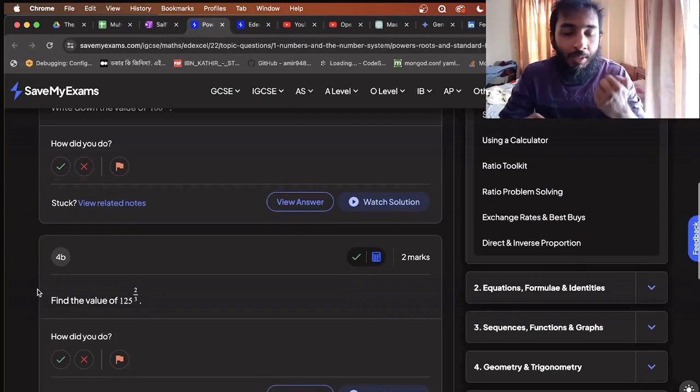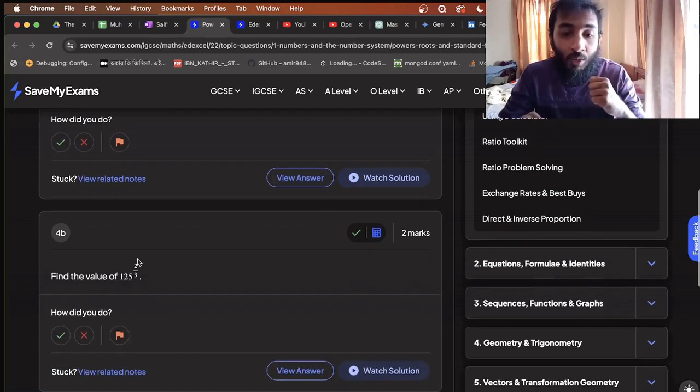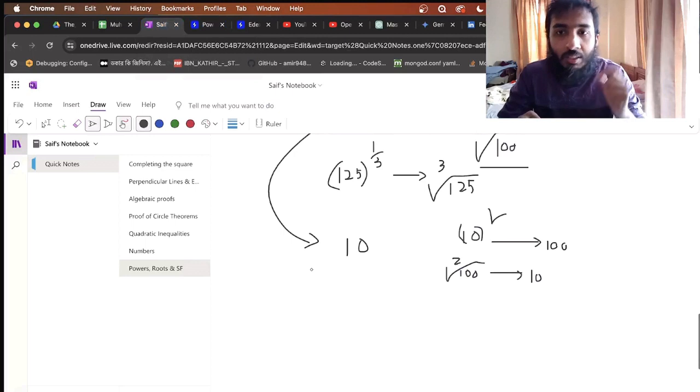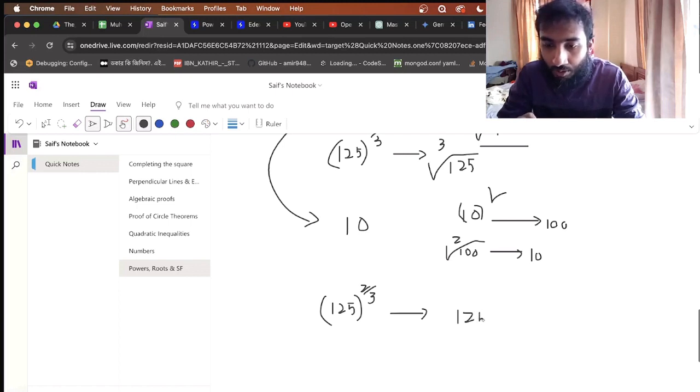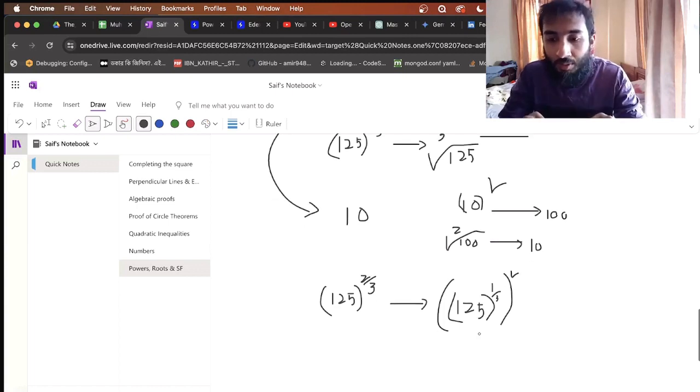If we focus on the second part, 4b, it says you have to find the value of 125 to the power 2 by 3. So this is slightly tricky. Let's say the number 125. So 125 to the power 2 by 3 can also be represented as 125 to the power 1 by 3, squared, because if we multiply powers, 1 by 3 multiplied by 2 is 2 by 3. So we can also write it in this way.